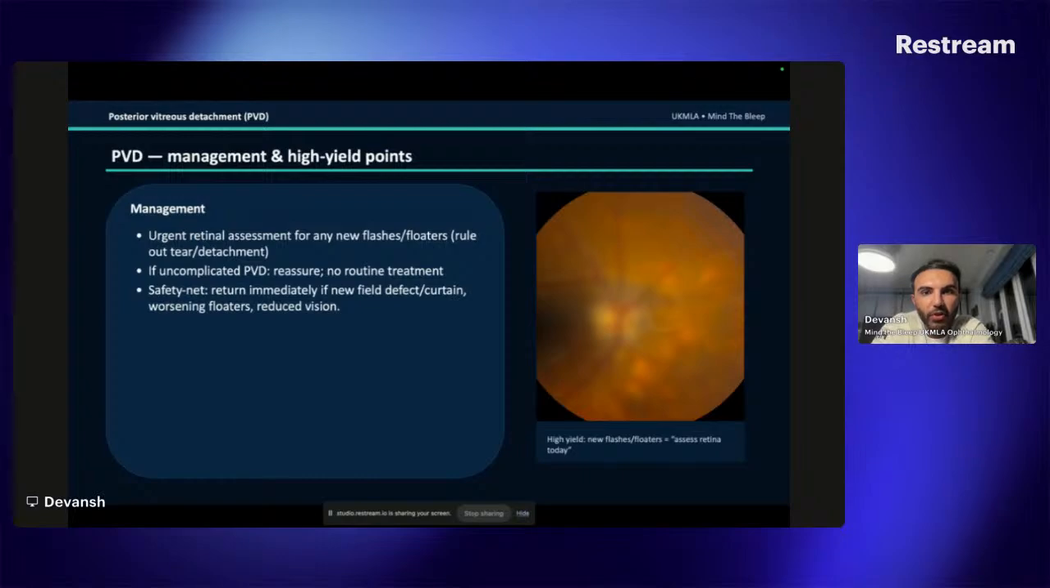The way in which it would then be assessed would be through dilation of the pupils, a fundus examination through a fundoscopy, or a slit lamp examination to better visualize the retina. That will be able to give us an idea of whether there is just a detachment of the vitreous or whether there's retinal detachment too.